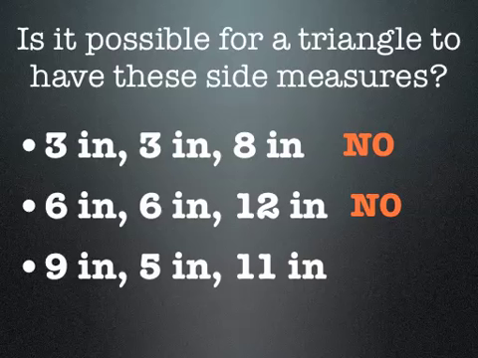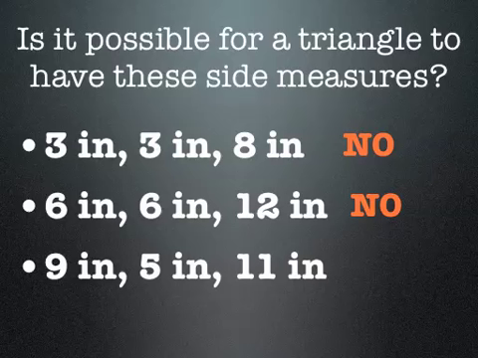If you look at the next example, we're given side lengths of 9, 5, and 11 inches. Take 2 of the side lengths and see if they are greater than the third side length. So 9 plus 5 is 14, and 14 is greater than 11. So far, one of them works. Take another 2 side lengths. Let's take 5 and 11. 5 plus 11 is 16, which is greater than the third side, which measures 9. So far we have 2 that work.